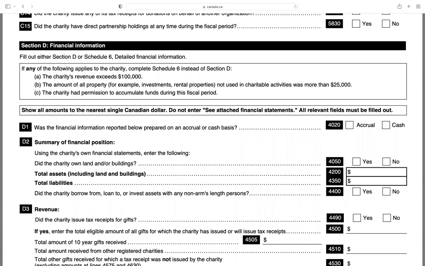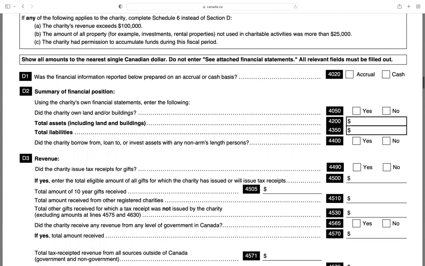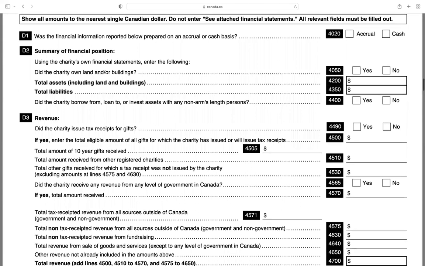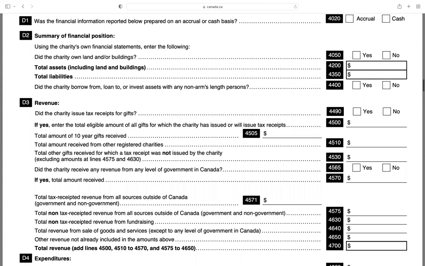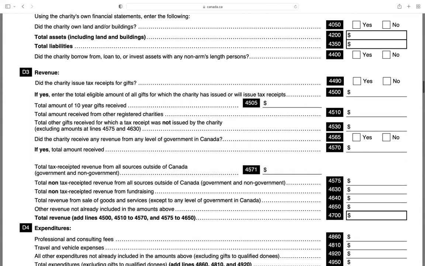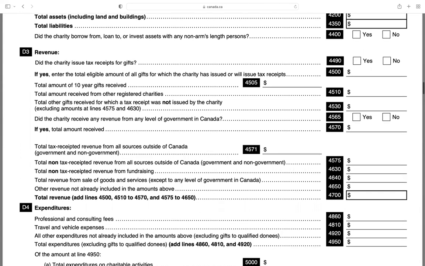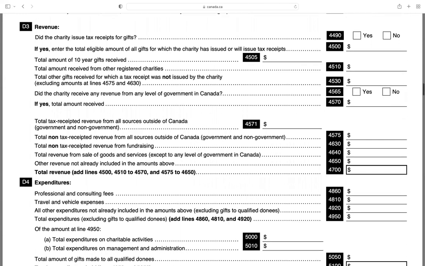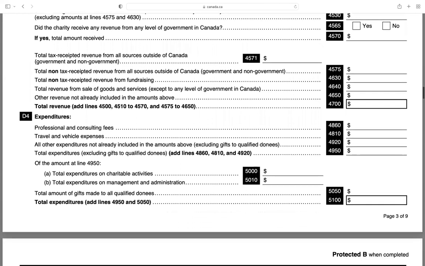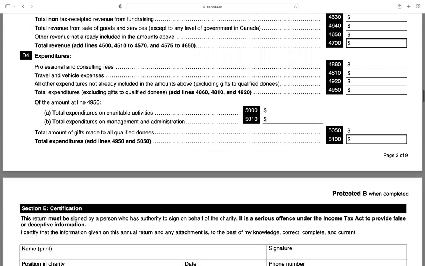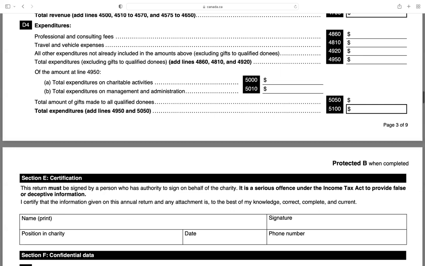Now, section D is talking about the financial information. So was the financial information reported below prepared on an accrual or cash basis? Then the summary of the financial reports. We use the financial statement of the charity: the total assets, the total liabilities, and if there is any borrowing. And D3 is the revenue. Did the charity issue tax receipts for revenue? Then D4 is the expenditure, professional and consulting fees, and travel and vehicle expenses.